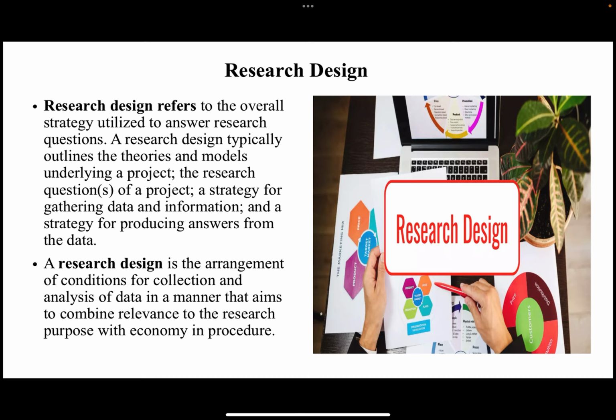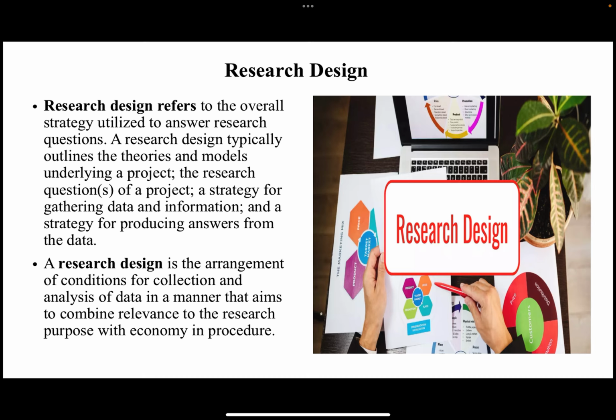In other words, you can say it's a structured framework or a blueprint that outlines how a study will be carried out. That includes the strategies for collecting data, the strategies for measuring the variables or the data that you'll be collecting, and how you are going to analyze the data in order to answer the research questions. That is a research design.